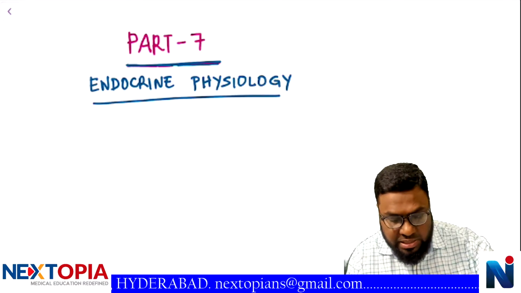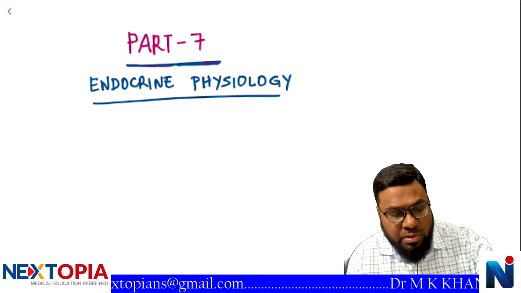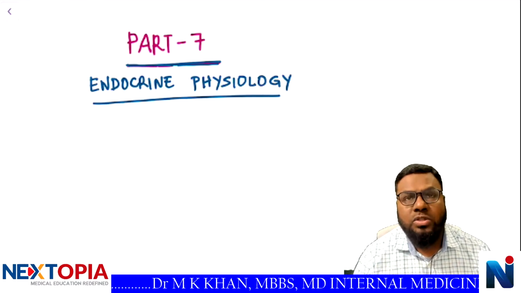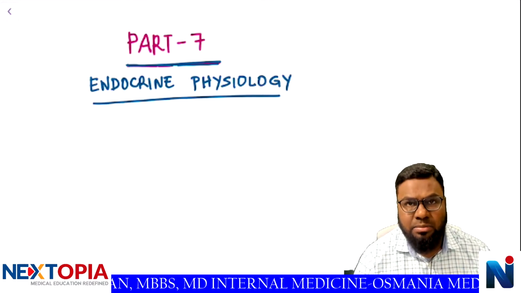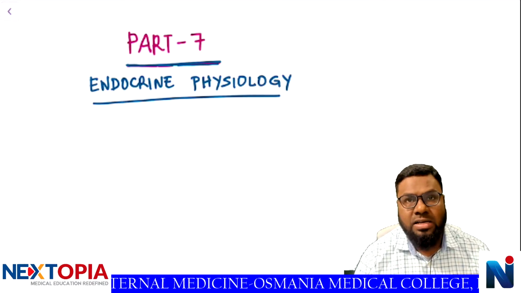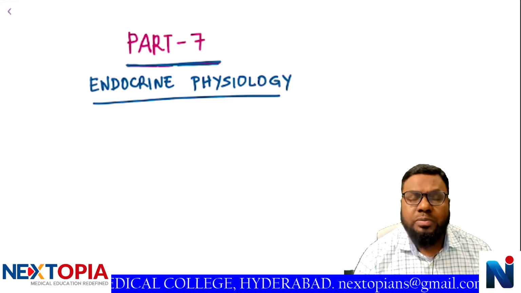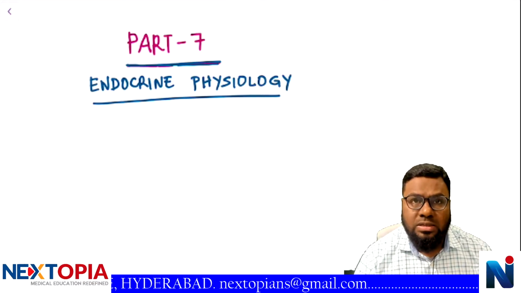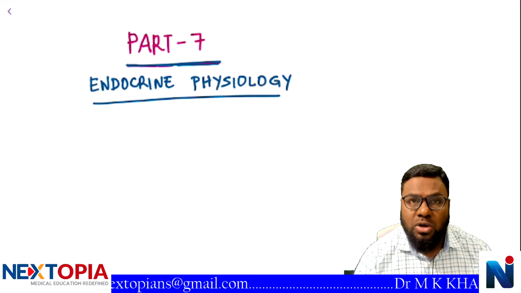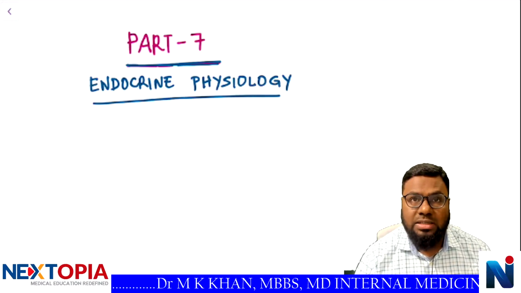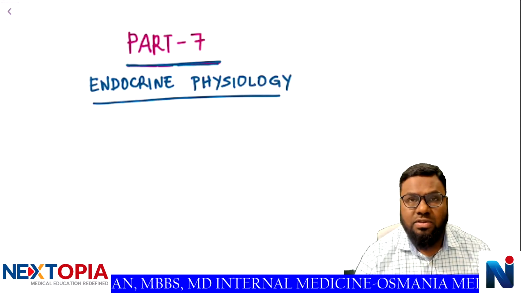In this discussion, part 7 of endocrine physiology, if you remember my last class, I was discussing the hormones secreted by the pancreas, the alpha cells, the beta cells, and the delta cells of the pancreas, which secrete insulin, glucagon, and various other hormones. We also discussed how insulin metabolizes carbohydrates, proteins, and fats, and how glucagon metabolizes carbohydrates, proteins, and fats.